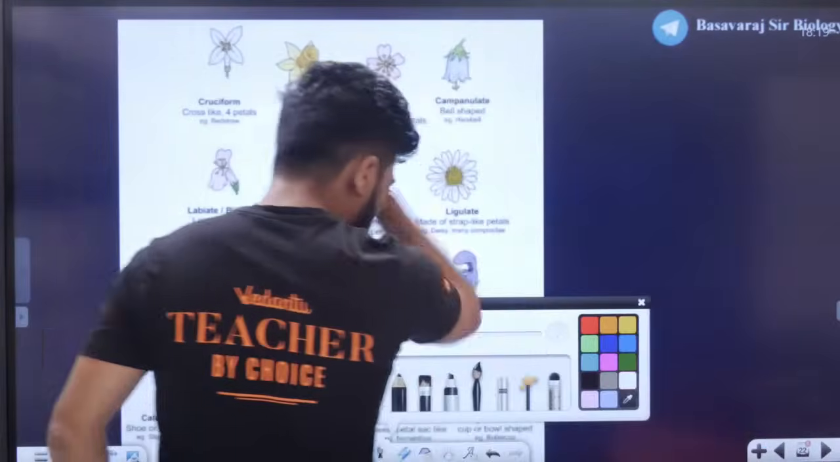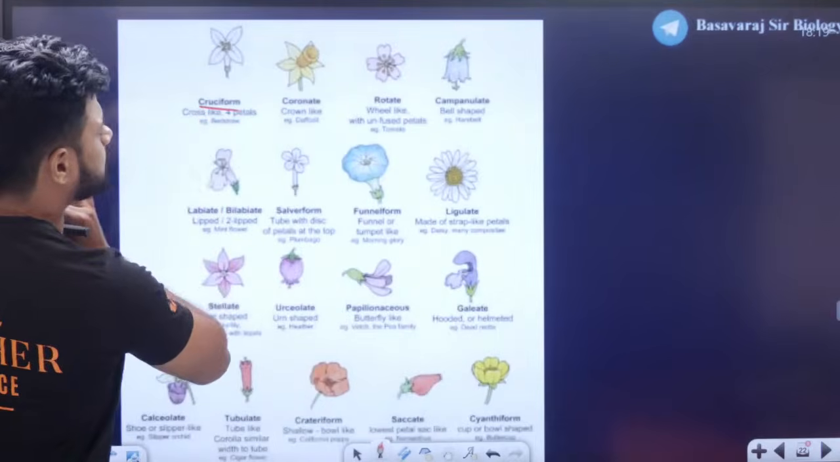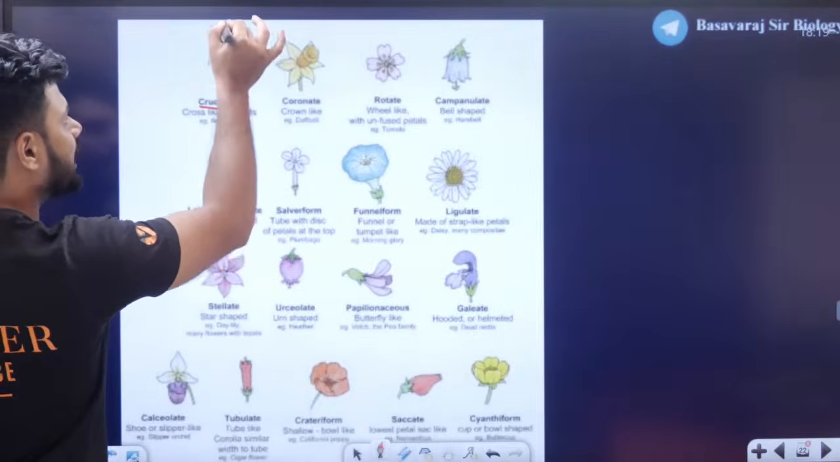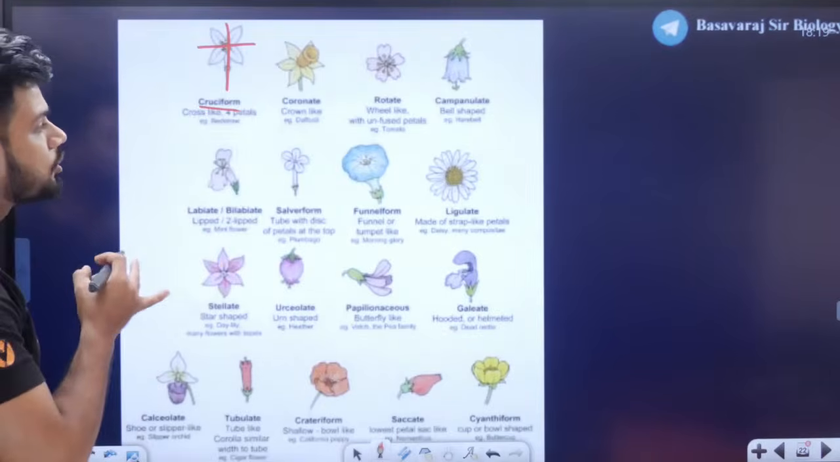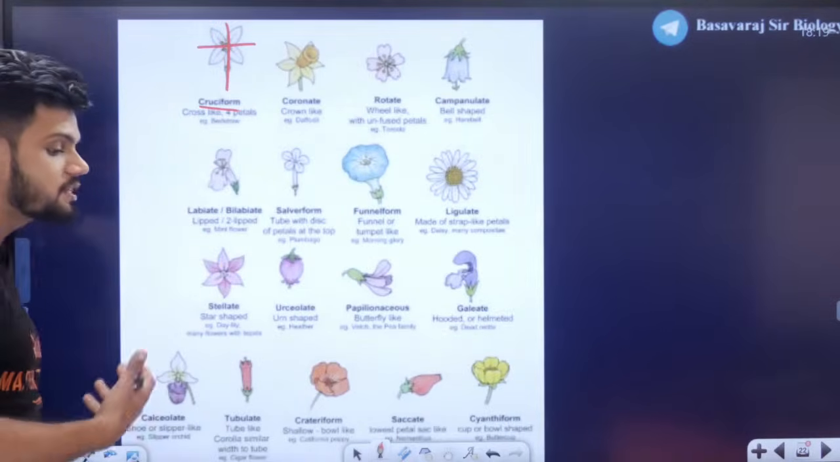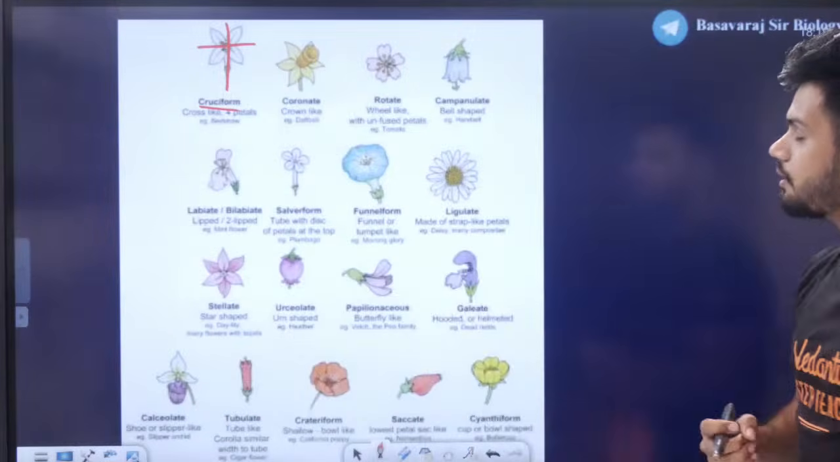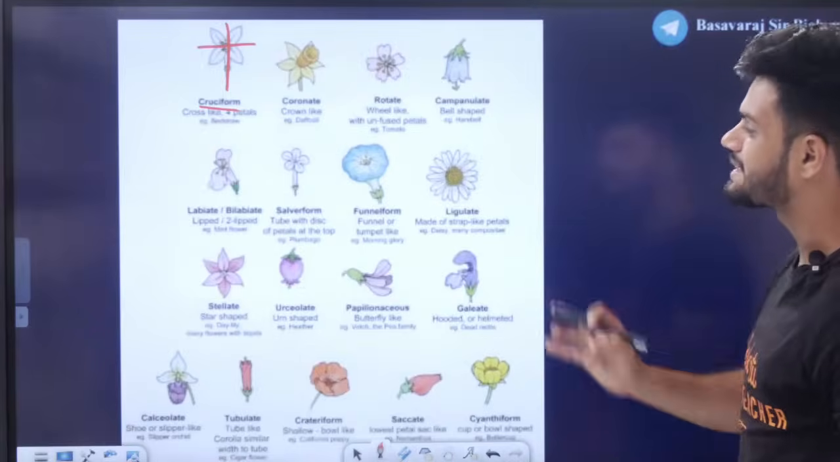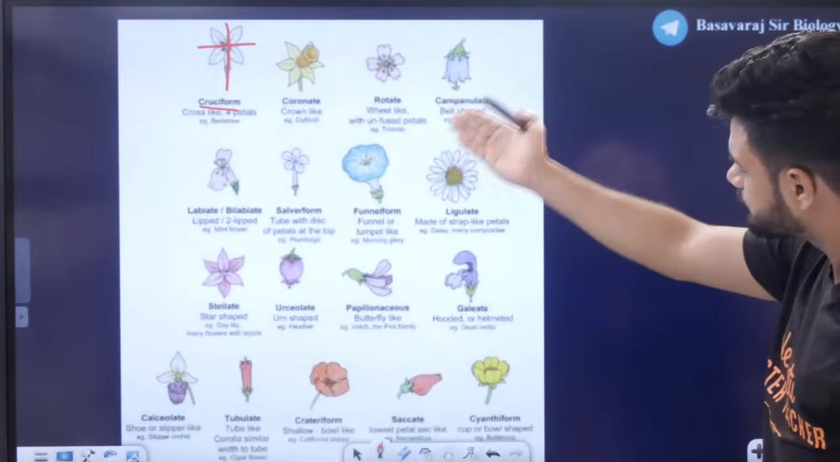If you look at the different types of flowers under cruciform corolla, there are 4 petals and they are in the form of a cross. They are in a form of a cross. That is called as a cruciform corolla, which is found in the case of your Brassicaceae.